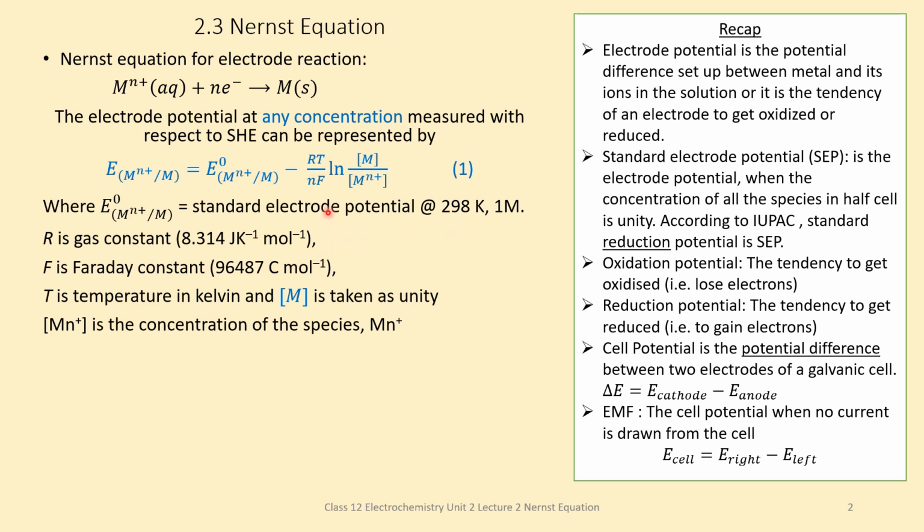R is the gas constant and its numerical value is 8.314 joules per Kelvin per mole. F is the Faraday constant and its numerical value is 96487 coulomb per mole. T is the temperature in Kelvin and [M] within the bracket is taken as unity for all pure metals, pure solids, pure elements. And [M^n+] is the concentration of the species.